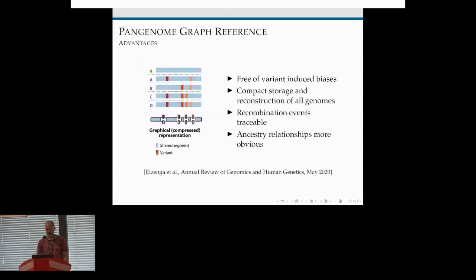So, the chicken-egg problem. Here are five genomes: R, A, B, C, and D. In a linear reference type of world, R is the reference, and the individual variation that characterizes the genomes A, B, C, and D sticks out. If, however, you pack them into the graph, the variation doesn't stick out anymore. So there are no variant-induced biases in any analysis that uses this graph. You also have compact storage and reconstruction of all the genomes, the recombination events become traceable, and the ancestry relationships become more obvious.